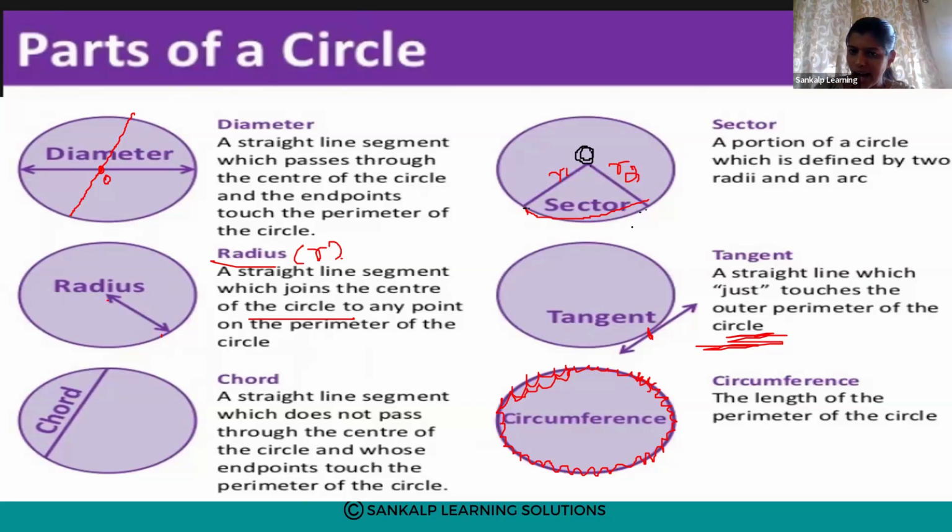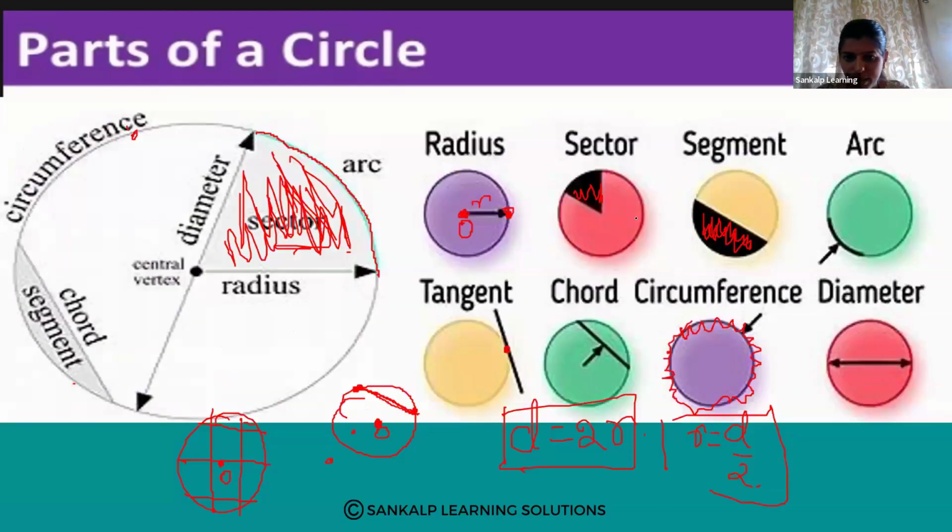And one arc is there. This part we call an arc. The portion of a circle which is defined by two radii and an arc, that portion is the sector. A sector is the area enclosed between two radii and an arc. What do you mean by arc? This part we call an arc.